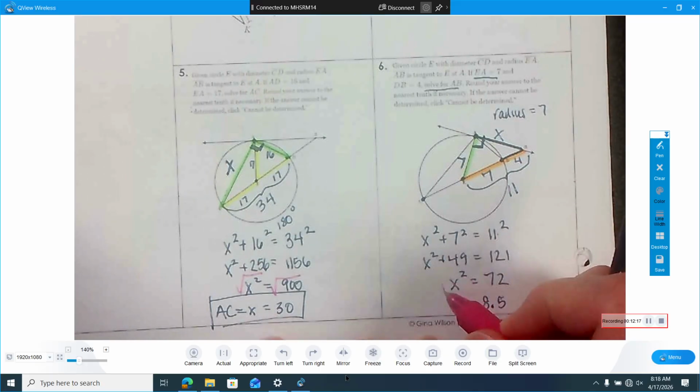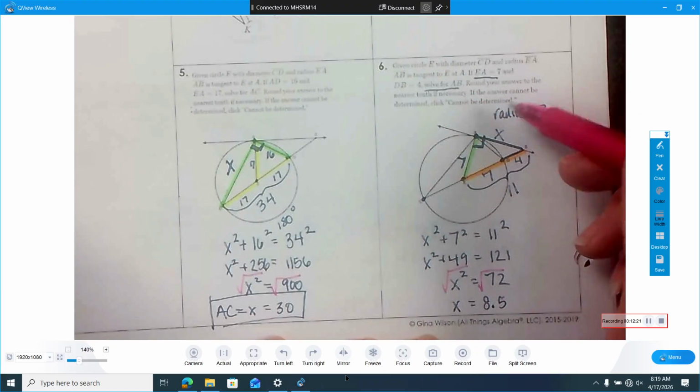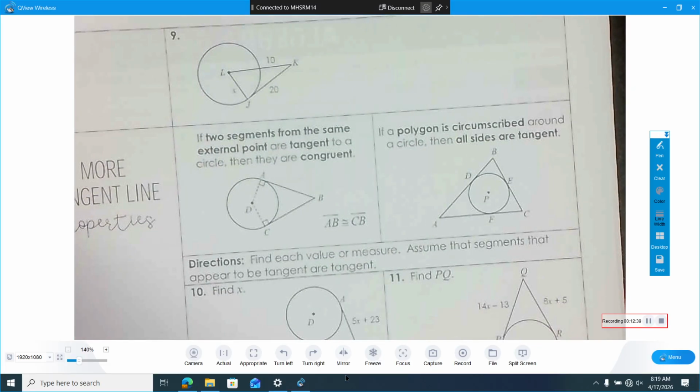I will caution you, it does say if the answer cannot be determined, click cannot be determined. So possibly you really maybe can't figure something out, okay? But I did try to show you the two that you're going to come across, so it's a little easier to decipher. So pay attention. I hope you wrote those both down. All right, turn the page, see what else is over here.